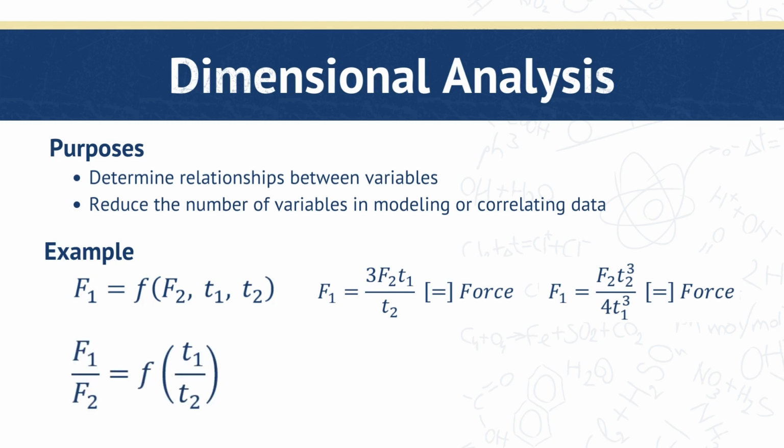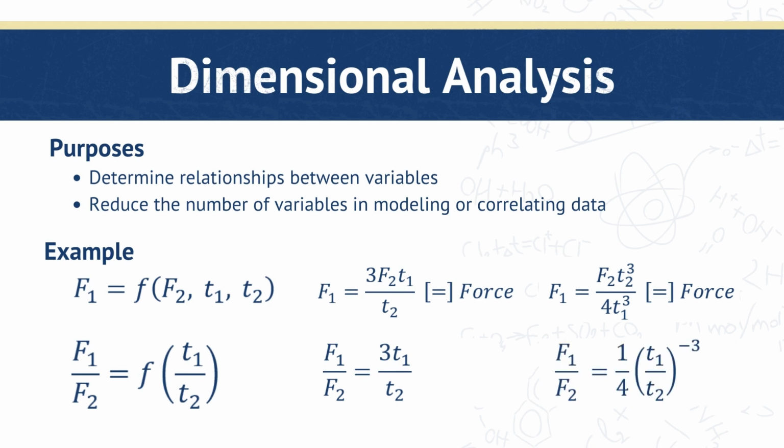Let's say F1 over F2 is a function of T1 over T2, or let's say 3 times T1 over T2. Both sides cancel out to be unitless. The same goes here. Therefore, the fundamental quantities can be manipulated as long as they are dimensionally consistent. The numbers that were calculated such that the units cancel out are called dimensionless numbers.